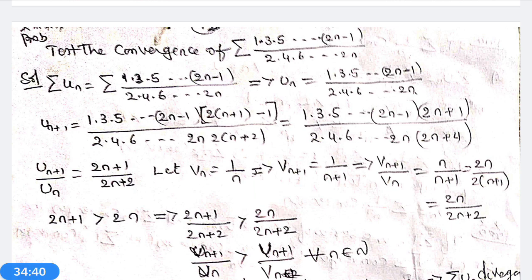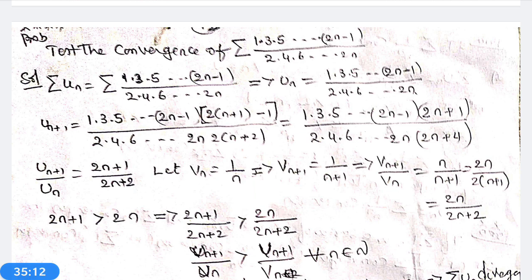Therefore, u(n+1) is equal to 1 into 3 into 5 into etc. 2n minus 1 into 2(n+1) minus 1, by 2 into 4 into 6 into etc. 2n into 2 into (n+1). 2 into n plus 1, sorry, not n plus 2.